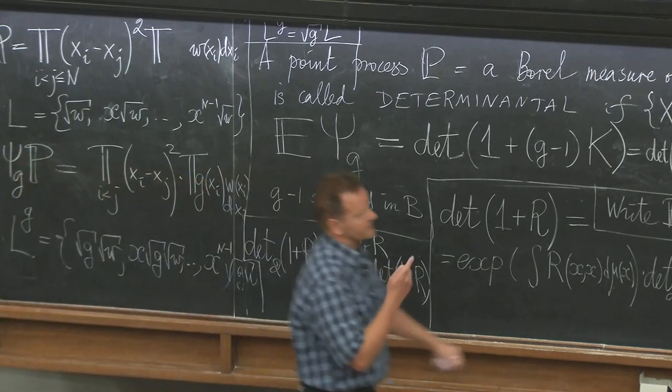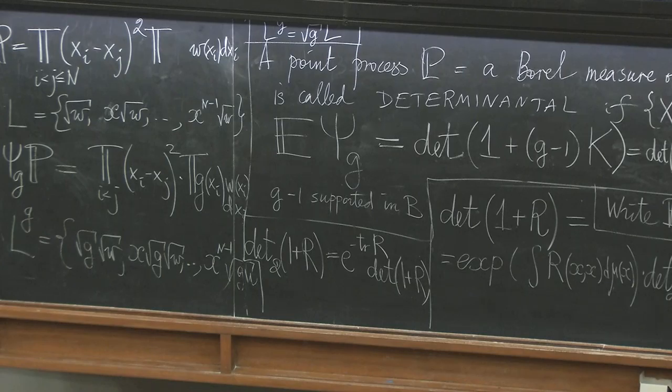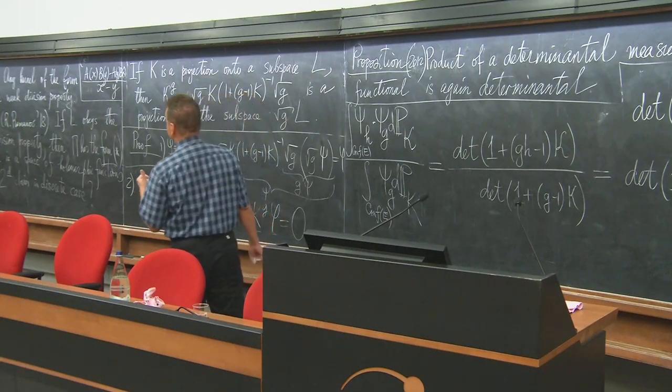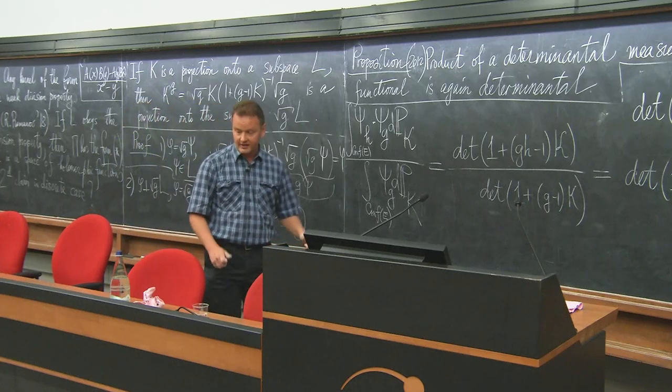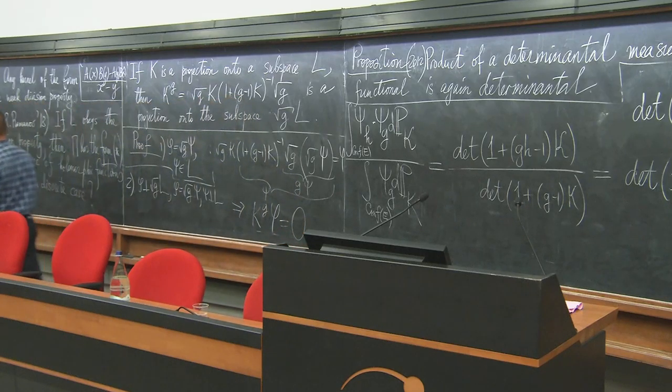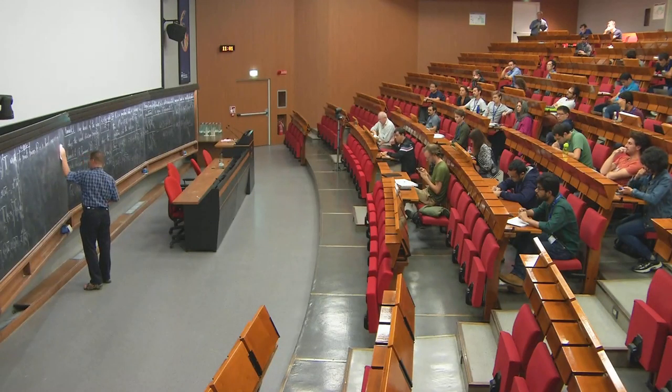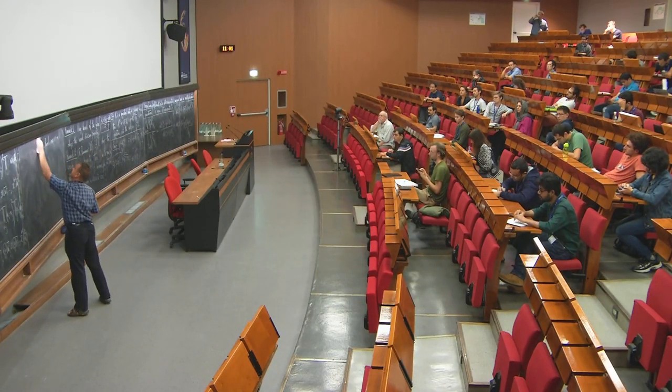So let me point out the convenience of this very simple proposition: it allows us to work directly with ranges in a situation where it is not possible to write kernels explicitly. And so let me write down a corollary. We shall now, in terms of this, write down a conditional point process under the condition that the point process contains no particles.